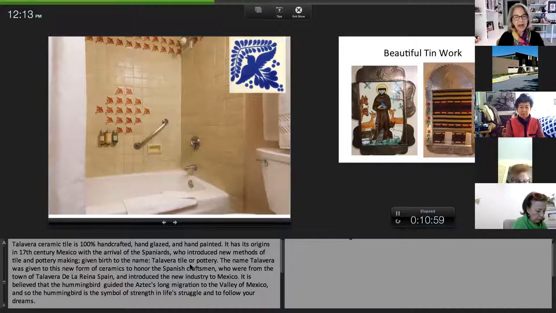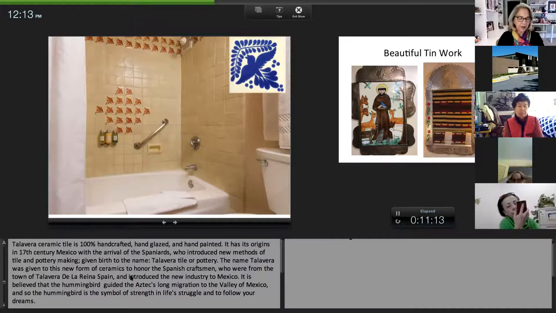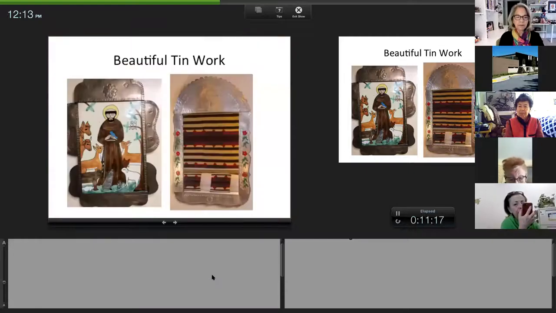And they had this beautiful image of the hummingbird. And the hummingbird is a symbol of strength in the Aztec culture, because it is said to have guided the Aztecs' migration to the Valley of Mexico. So it's a symbol of strength and a symbol of follow your dreams.